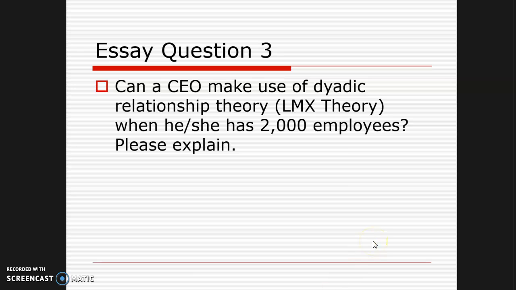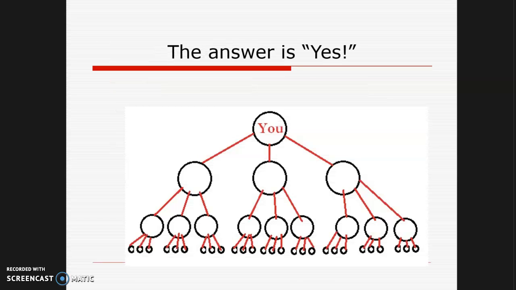The third essay question asks if a CEO can make use of dyadic relationship theory when he or she has 2,000 employees. What does dyadic mean? It means one-on-one. So obviously, a CEO cannot have a one-on-one relationship with 2,000 employees. It couldn't be done, and you couldn't do that and still have time to be a CEO. But the answer is yes. You could make use of dyadic relationship theory, and this is how you do it.